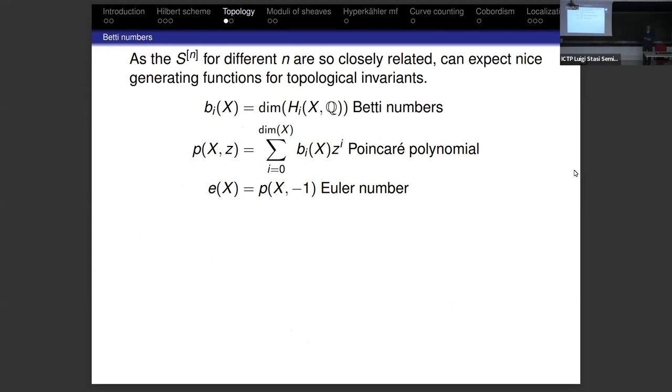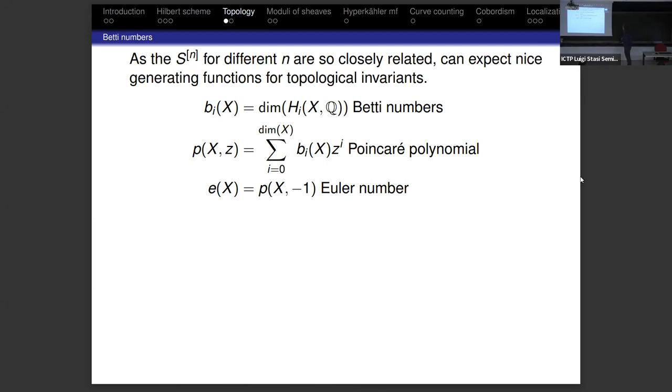Most of them are kind of ancient, but it's just an overview of what one can do with them. So I start with my first encounter with them. These Hilbert schemes, as I said, for different n are so closely related, one can expect some nice generating functions for the topological invariants. For instance, we can look at the Betti numbers.